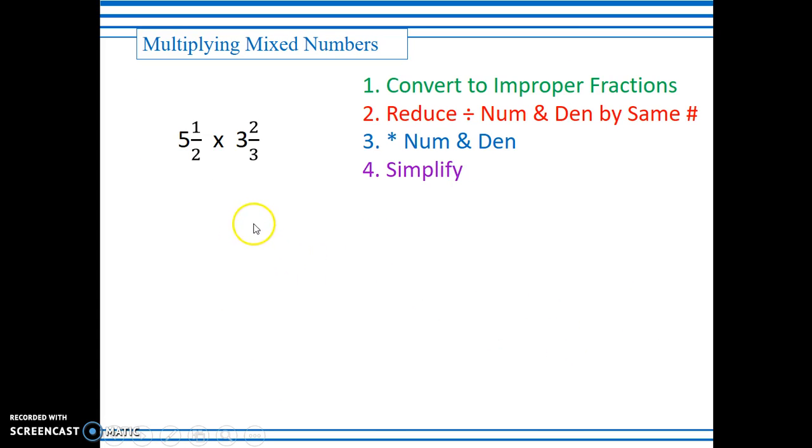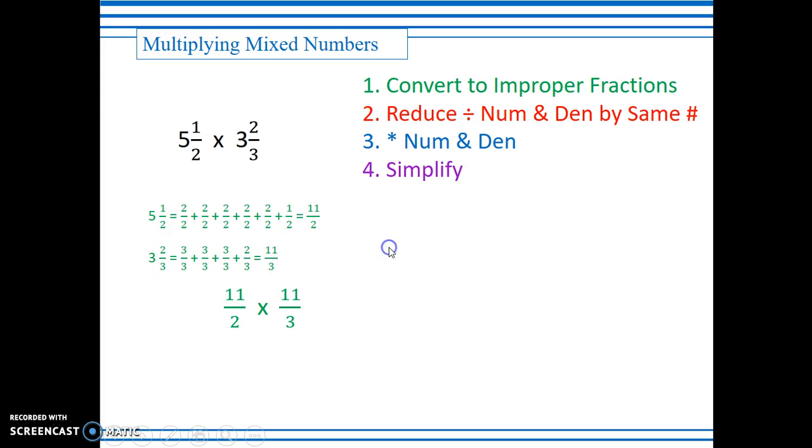Here's another problem to try. We have 5½ times 3 2/3. So here we're going to get our improper fractions. So we have 11/2, and then for 3 2/3 we have 11/3. So we have 11/2 times 11/3.